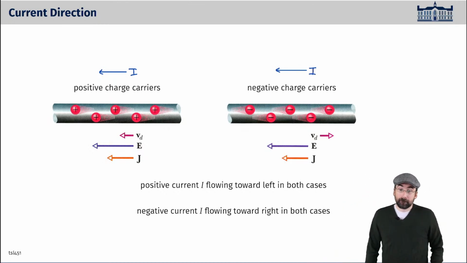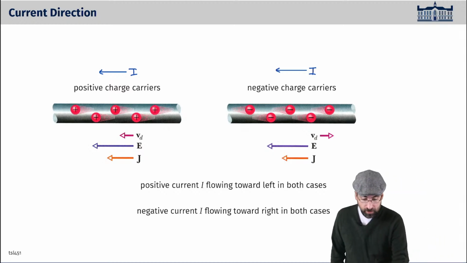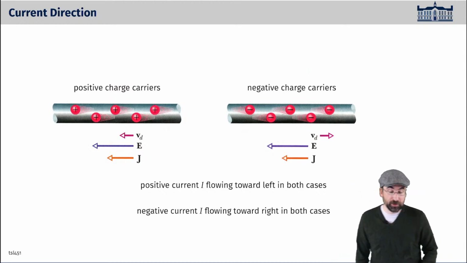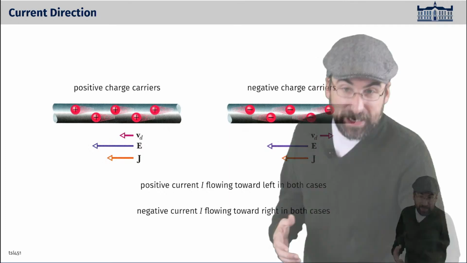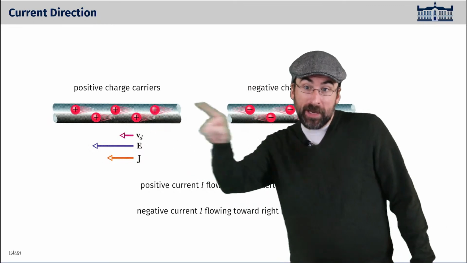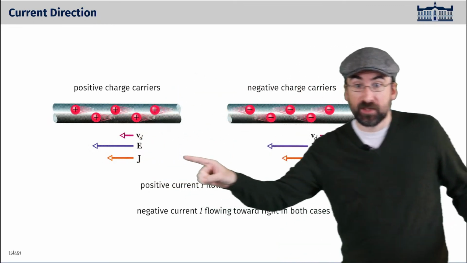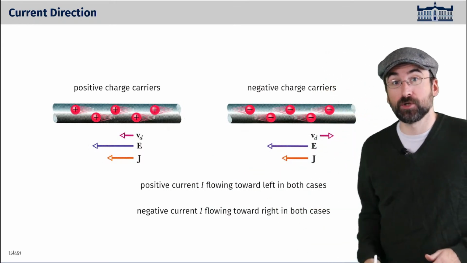I realize that's a little bit confusing based on what's written on the slide, so instead I'll just leave it in terms of charge density. So the takeaway here is no matter what's doing the moving, no matter if it's the positive charges or the negative charges, the current density and therefore the current will ultimately be in the same direction regardless.